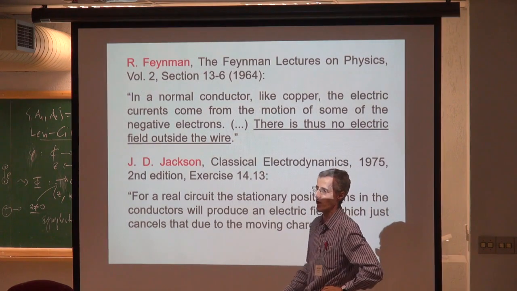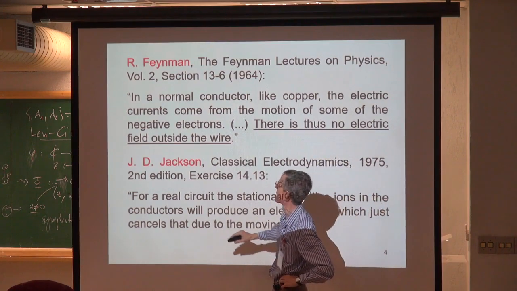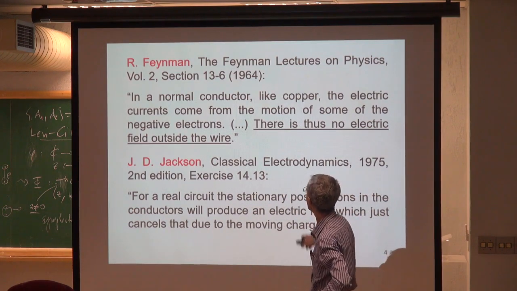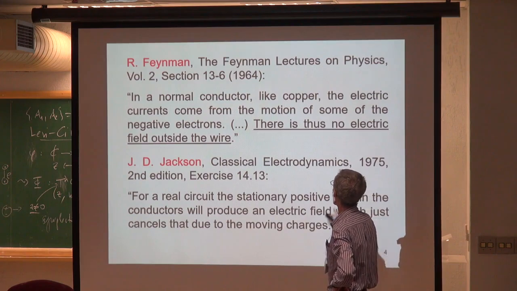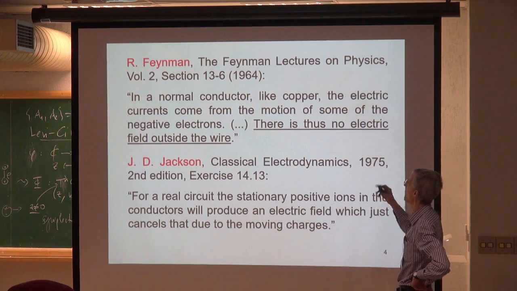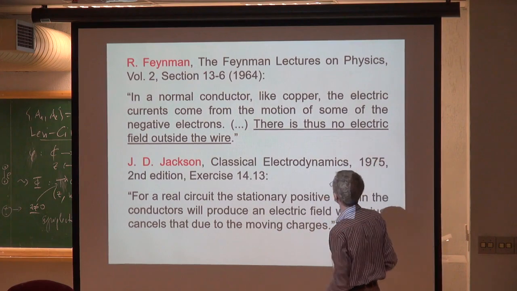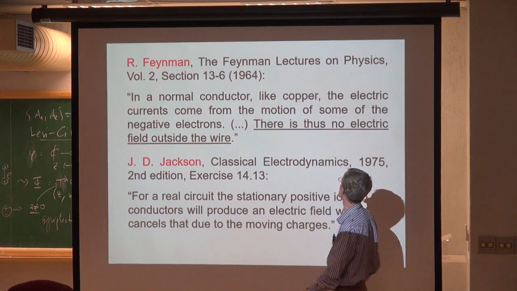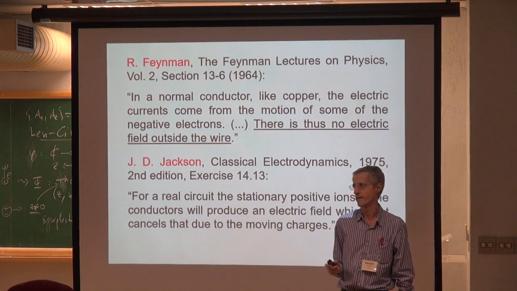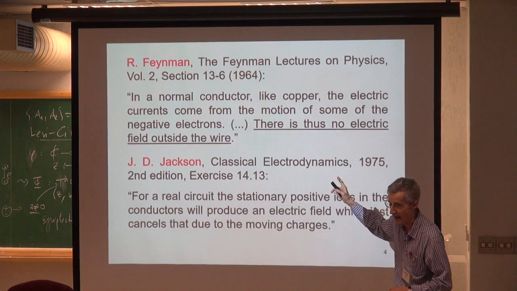In Feynman's book, the Feynman Lectures on Physics, published in 1964, he has the following sentence in the middle of the volume on electrodynamics. In a normal conductor, like copper, the electric currents come from the motion of some of the negative electrons, okay? Then he continues some calculations, then Feynman concludes: there is thus no electric field outside the wire. Only the magnetic field, but no electric field. This is Feynman.